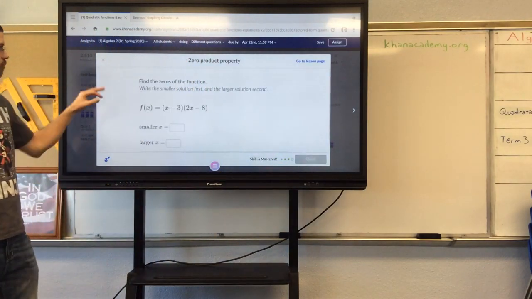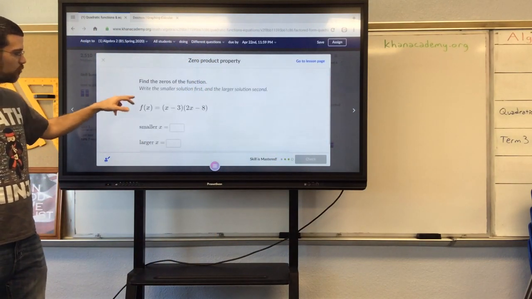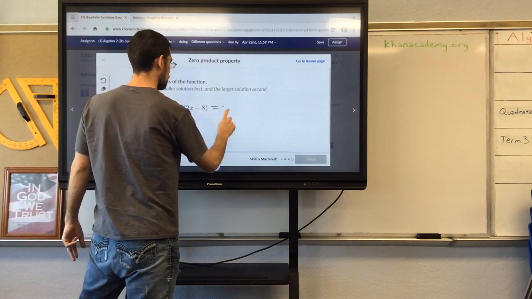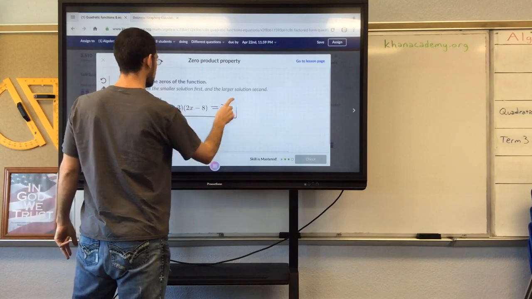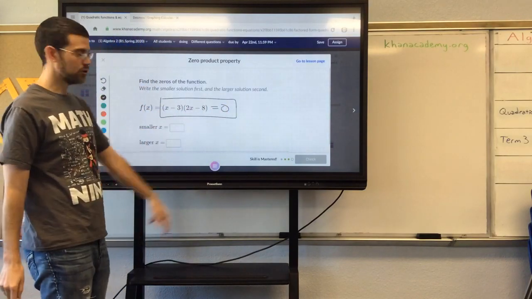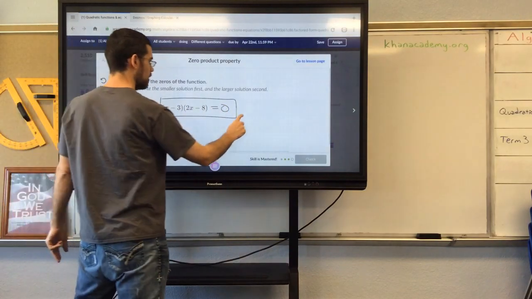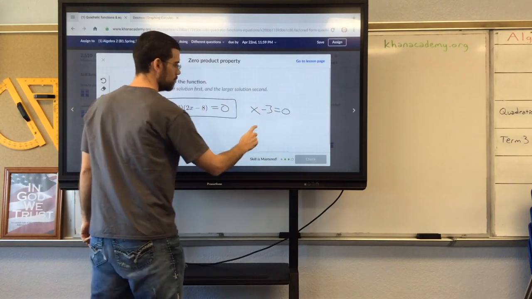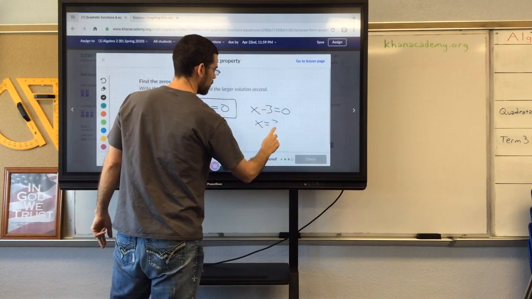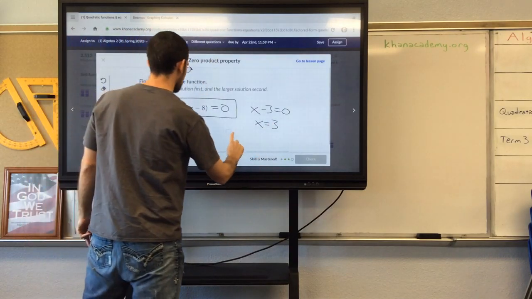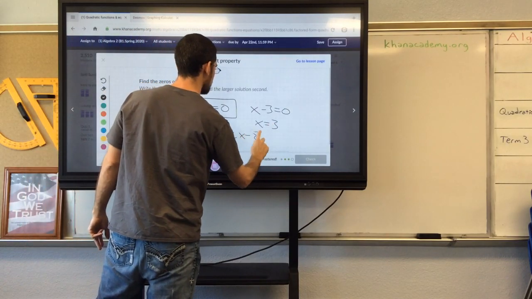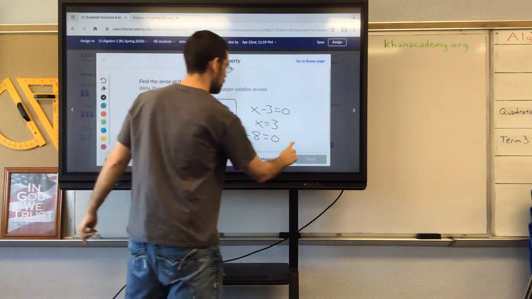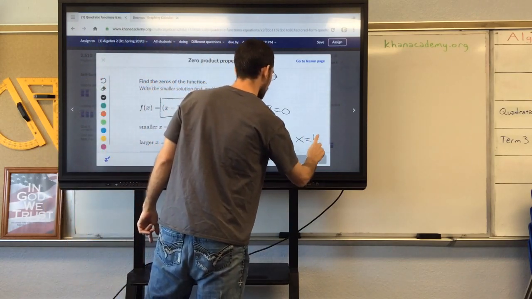Next question, find the zeros. So that is f of x has to equal 0. So now we're solving this. That means one of those two factors has to be 0. So x minus 3 equals 0. That means x equals 3. Or 2x minus 8 equals 0. Add 8, divide by 2, x equals 4.